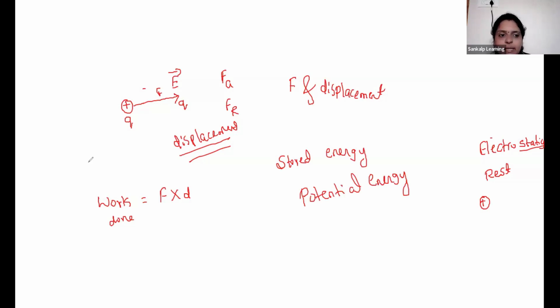So for example, suppose there are 2 points. Imagine there are 2 points here. I have one positive charge which is at point P. I want to move this charge to the point Q. What do I need? I have 2 points P and Q.